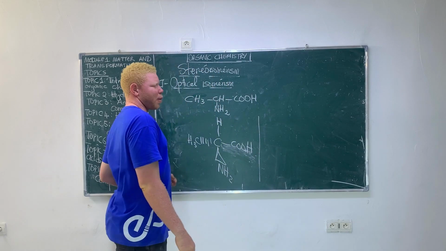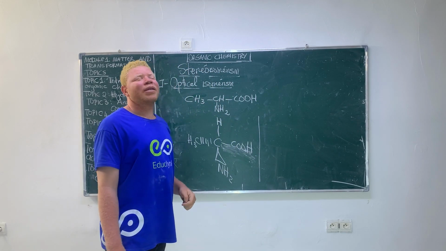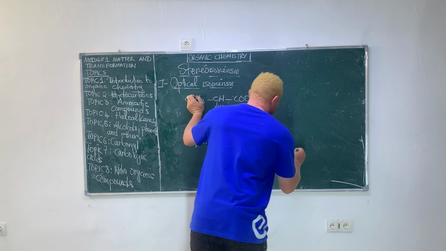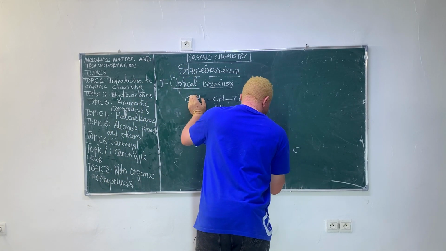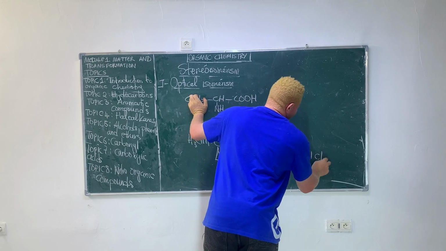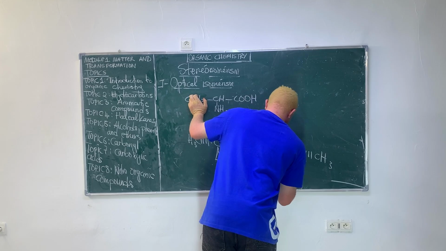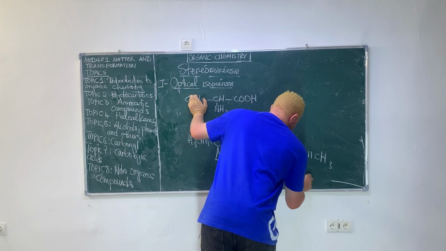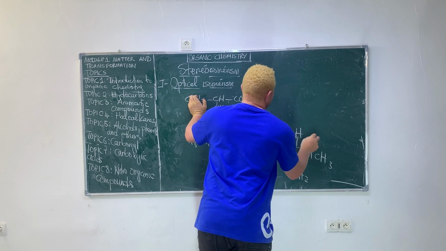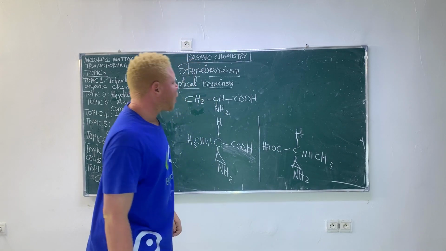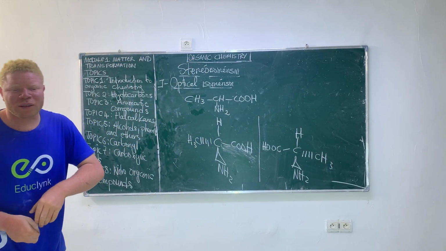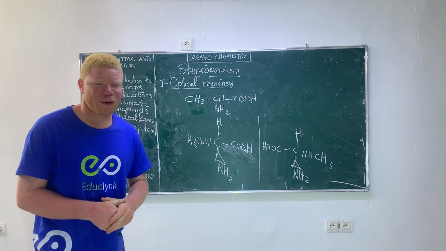You put a mirror, the image becomes the mirror image. So the left becomes the right, the right becomes the left. Okay, let's move on to geometric isomerism.